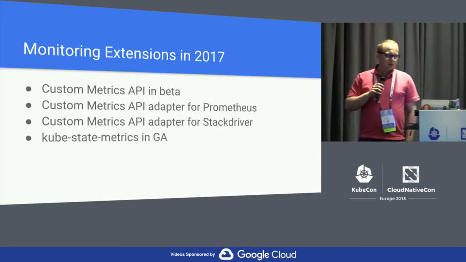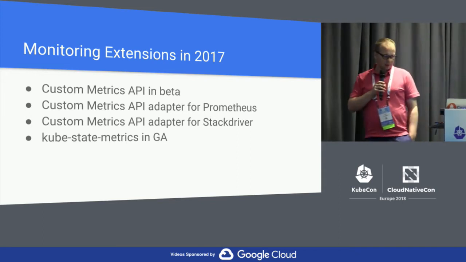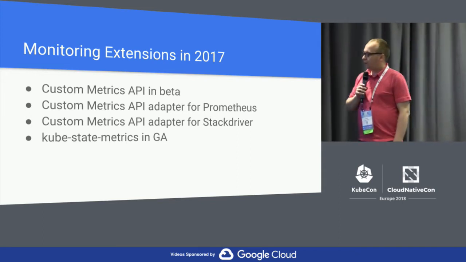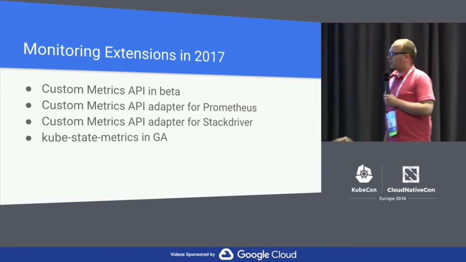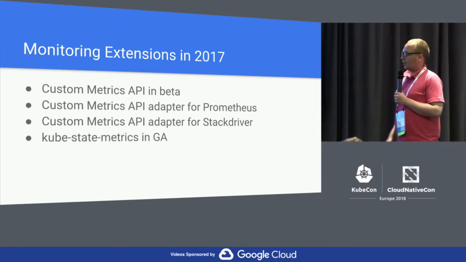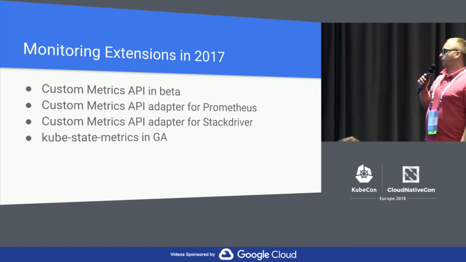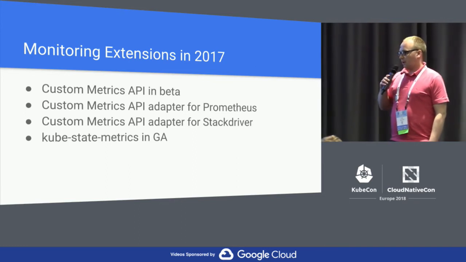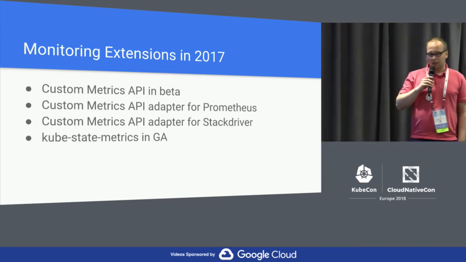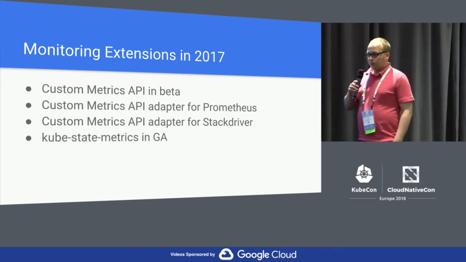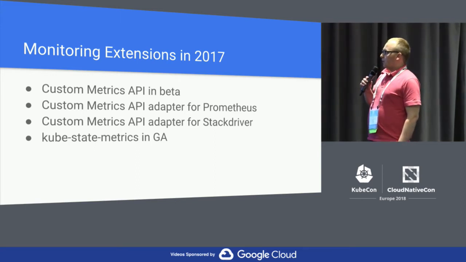In addition to this, we developed a few monitoring extensions in 2017. We defined the Custom Metrics API in beta. The primary consumer of this API is the horizontal pod autoscaler, which uses those metrics for scaling your workloads based on basically any arbitrary metric like QPS or length of your pub/sub queue, whatever.